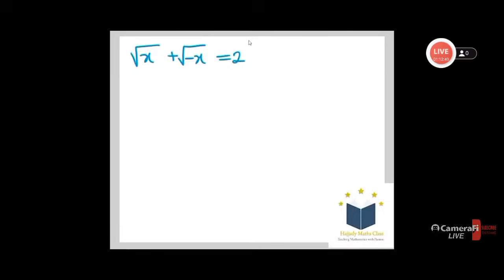We have root x plus root negative x equals 2. To solve this, we assume that the value of x here is greater than or equal to 0. So in solving this, we have that root x equals 2 minus root negative x, moving the root negative x to the other side. Squaring both sides, I'm having root x all squared equals 2 minus root negative x all squared.